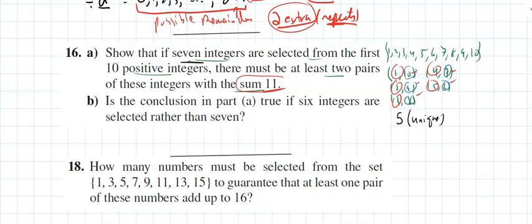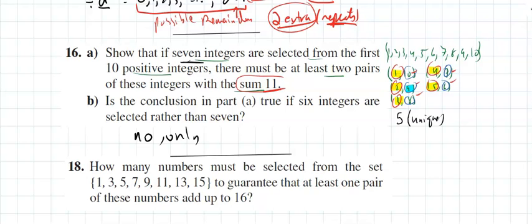How about B? Is the conclusion in part A true if 6 integers are selected rather than 7? Well, if you select 6, the best case scenario, 1, 2, 3, 4, 5, that's the worst case scenario against you. If you choose one more, any number, say 9, then you will only get 1. So no, that wouldn't be the case.